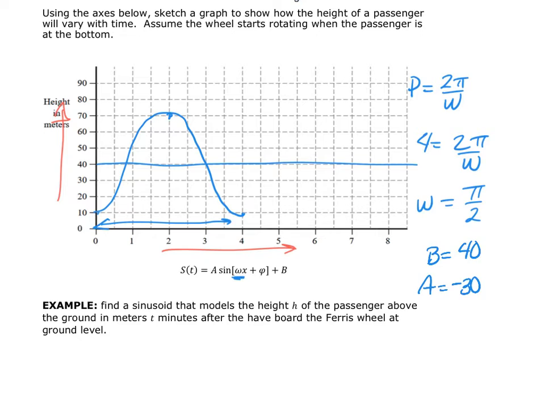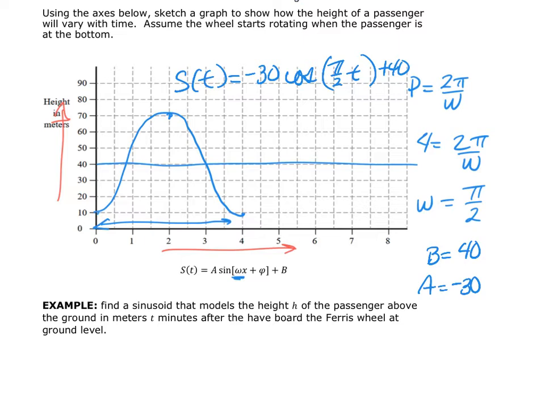So my final graph then is S of t equals negative 30 cosine of pi over 2 times t, plus 40. And that's my final sinusoidal equation for that. So as you're thinking about writing your exam, here's an application and a transformation of graphs in one question.